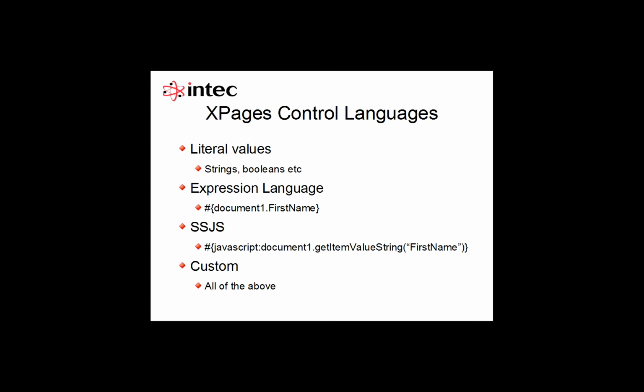And then if you look on the languages option, there's another one on there called custom, and many people probably haven't used that simply because it's not clear quite what it means. Well, it actually means that you can just combine all of the above. So you can put literal values in there, expression language, server-side JavaScript, all side by side, and I'll show an example of that shortly and why you would want to use it.